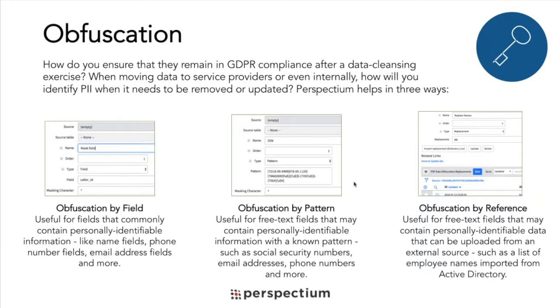And then thirdly, obfuscation by reference. And this is where we, again, are able to look into free text fields, but do so based on data that is uploaded from an external source. So you might import a list of names from Active Directory, and then use this obfuscation capability to search for those names in records, and if they are found, obfuscate them, so you're not passing that personally identifiable information around where you shouldn't be.